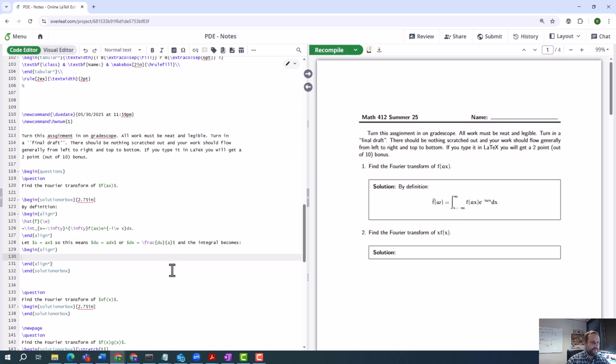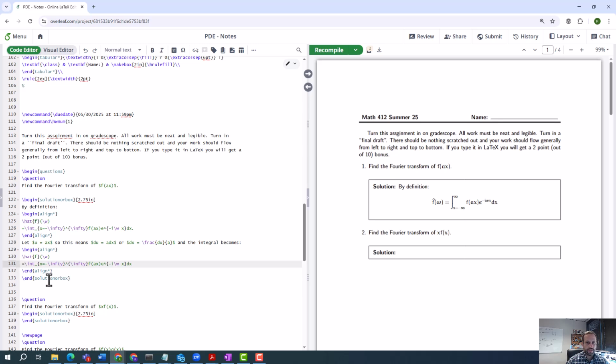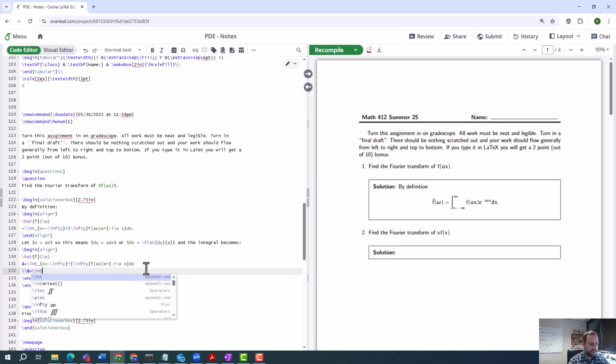Okay, so I'm just going to copy and paste this. Notice I'm going to do an ampersand here. This double backslash gives us a new line, and the fact that I have an ampersand there and an ampersand there aligns the equal signs. Okay, and this is going to be equal to the integral. Okay, so u is equal to ax, so u is going to be going from minus infinity.